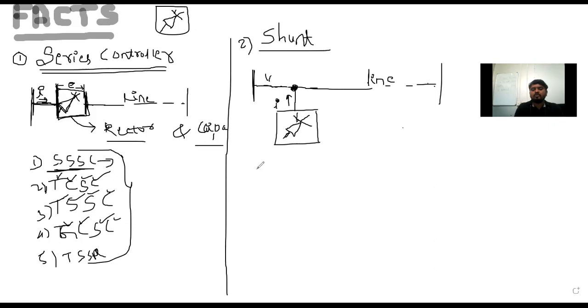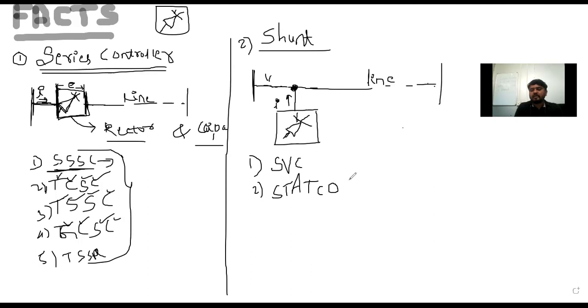Okay. So the devices here we are going to use are the SVC, and the second one is STATCOM. These are the main devices here.